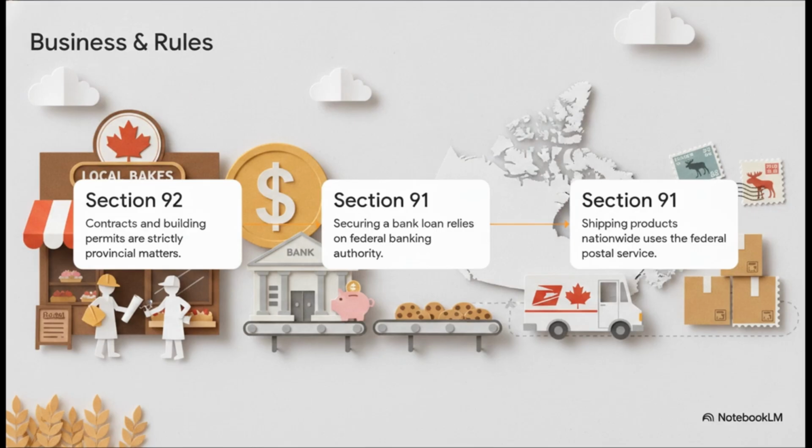But wait, to get your business off the ground, you absolutely need federal powers under Section 91 to secure a bank loan, since banking is strictly federal. And later, when your bakery blows up and you want to start shipping your famous cookies across the country, you'll be relying on the Federal Postal Service. So the Constitution is quite literally regulating your daily business operations from day one.